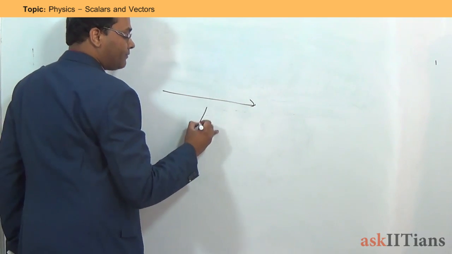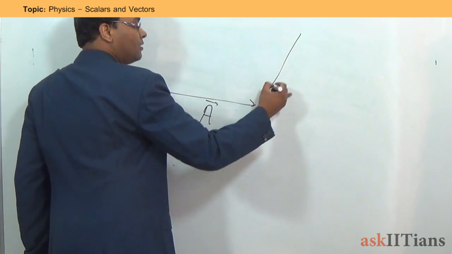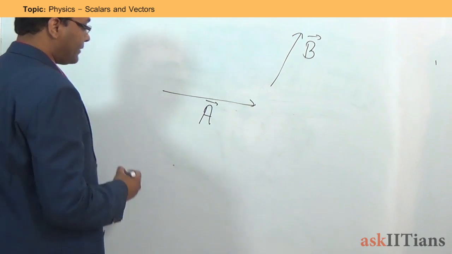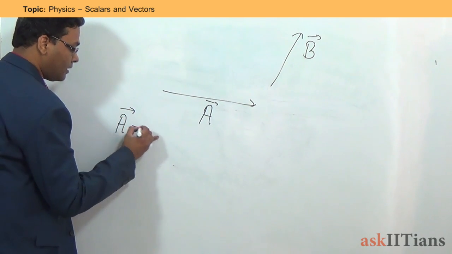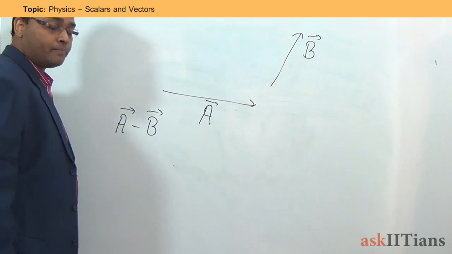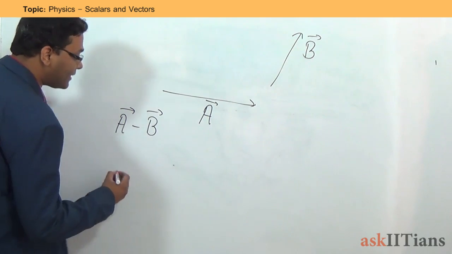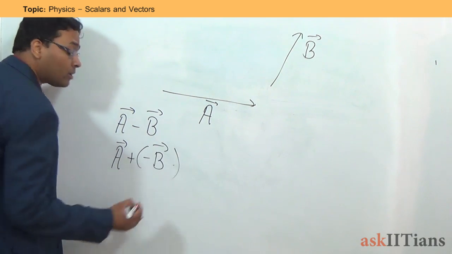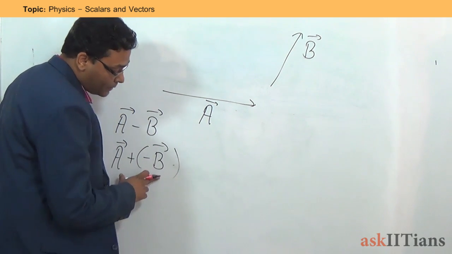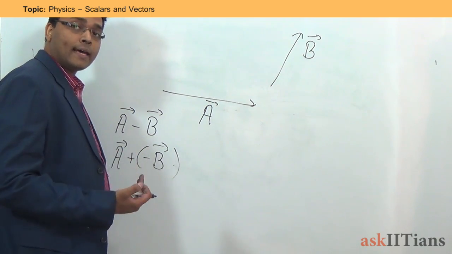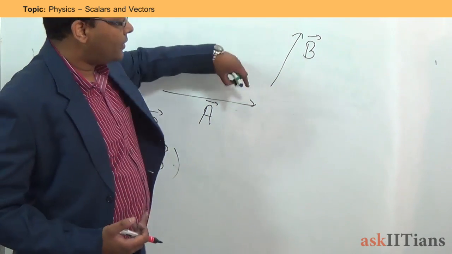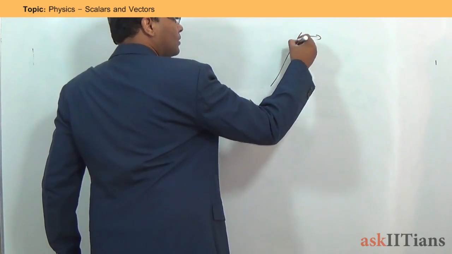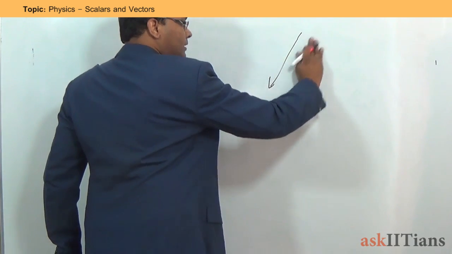So let's say I have this vector A and I have this vector B. Now if I want to find out the value A minus B, I can also write it as A plus minus of the vector B. Minus of the vector B means what? That this is opposite to the direction of the vector B. So if our vector B was directed like this, our minus of vector B is going to be directed like this.